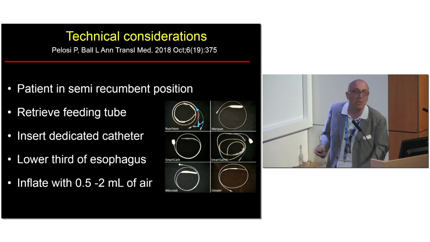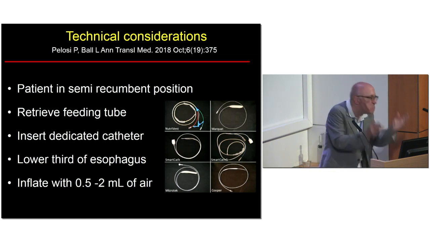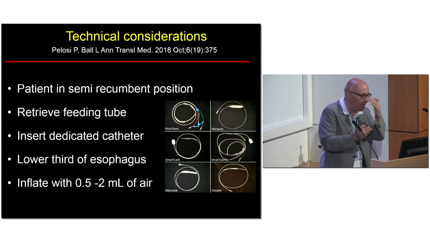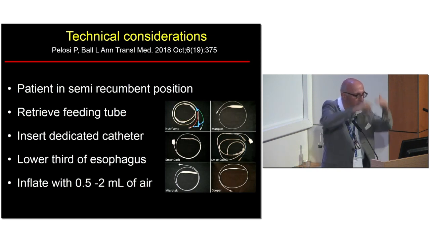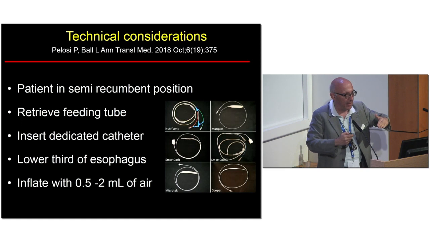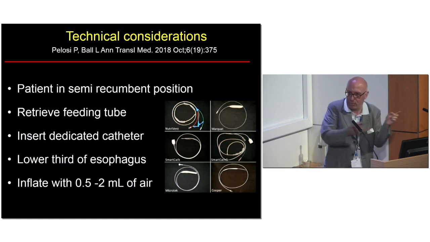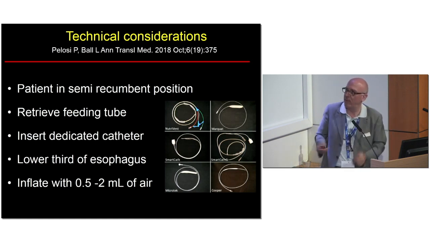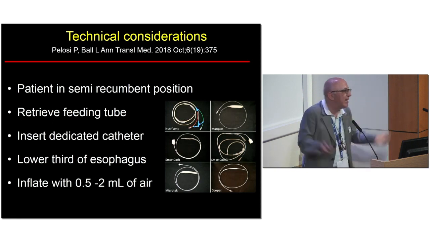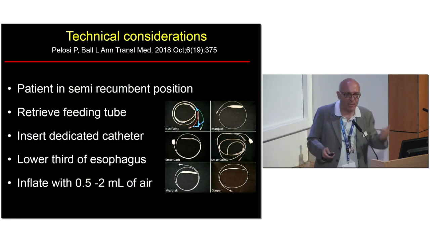Usually we put it at the lower third of the esophagus, but I showed you that this is not the only problem. The problem is which pressure, from the sternum to the vertebra. The lower third is from the apex to the diaphragm, but then we also have to consider from the sternum to the vertebra. And we are used to inflating 0.5 to 2 milliliters. It depends on the catheter.